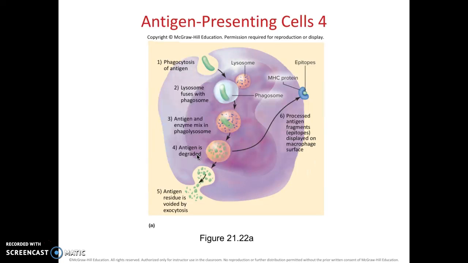So here you can see what the antigen-presenting cells do and how they function. First, they phagocytize the antigen, break it down using their phagosome, and lyse it. The antigen is then degraded into different fragments. The residue that's not needed is voided by exocytosis, so they get rid of that. And then the processed antigen fragments, the relevant epitopes, are displayed on the surface so that they can then bind to T cells.